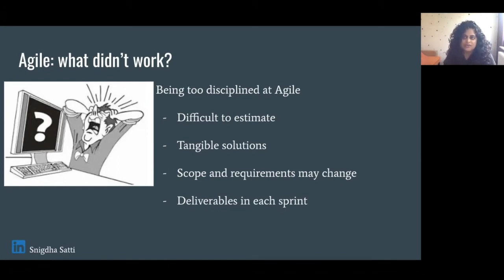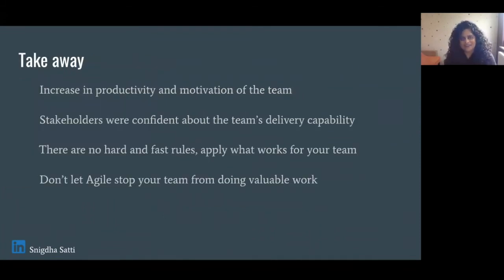And also it's impossible to expect a deliverable after each sprint, because it covers everything that I've said before. Now, my takeaway from this entire experience was that Agile worked wonderfully with the data science team. It increased the productivity and motivation of the team, and it also increased the stakeholders' confidence in the team. They knew that if the team is saying that they'll deliver something in a certain time period, the things were getting delivered. In fact, the data science team ended up winning some internal and external awards.